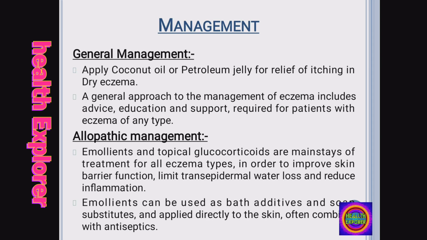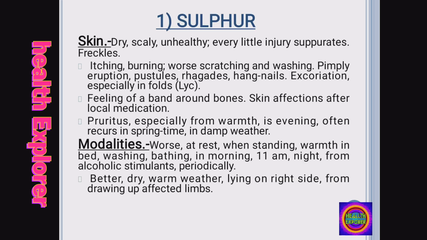Management. General management. Apply coconut oil or petroleum jelly for relief of itching in dry eczema. A general approach to the management of eczema includes advice, education and support, required for patients with eczema of any type. Allopathic management. Emollients and topical glucocorticoids are mainstays of treatment for all eczema types, in order to improve skin barrier function, limit transepidermal water loss and reduce inflammation. Emollients can be used as bath additives and soap substitutes, and applied directly to the skin, often combined with antiseptics.